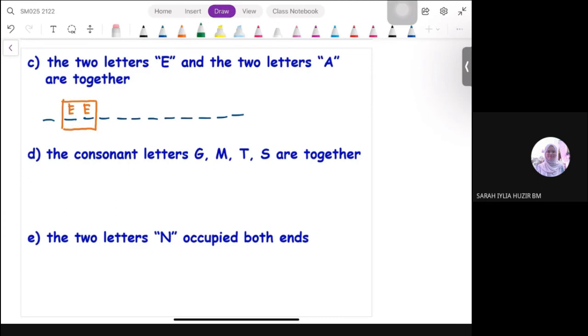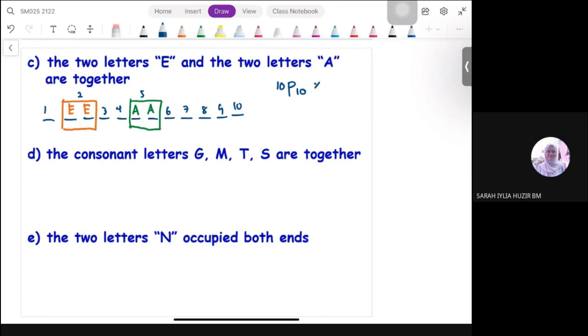The two letter A also must be together. Saya ikat juga sebagai satu tempat. Okay. Awak nak letak kat mana-mana pun tak kisah. Yang penting awak letak dia side by side. Ikat dia sebagai satu tempat. So now, how many options left? We have 1, 2, 3, 4, 5, 6, 7, 8, 9, 10. Tinggal 10 arrangement yang kita perlu susun. So our calculation would be 10P10.